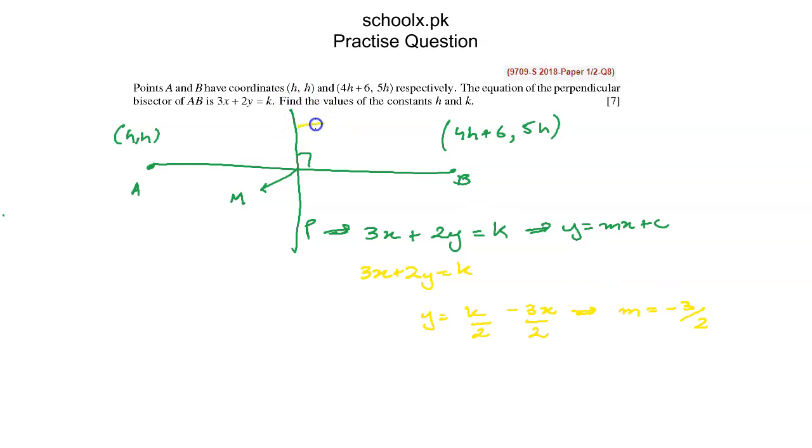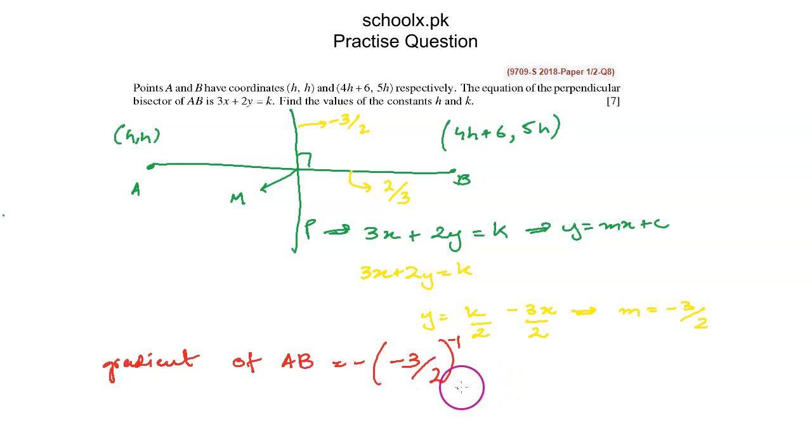If the gradient of P is -3/2, the gradient of the line AB, which is perpendicular to this, will be the negative reciprocal of this, right? So the gradient of AB will be 2/3.